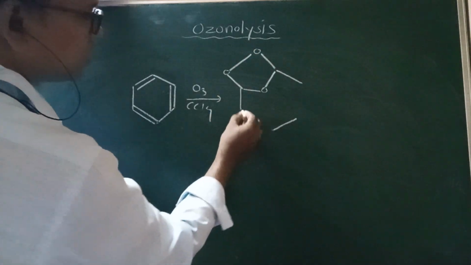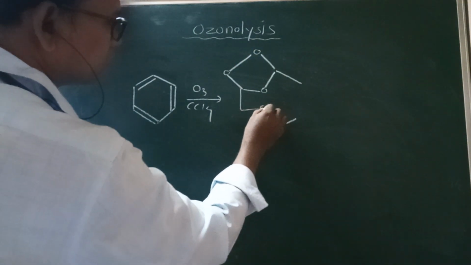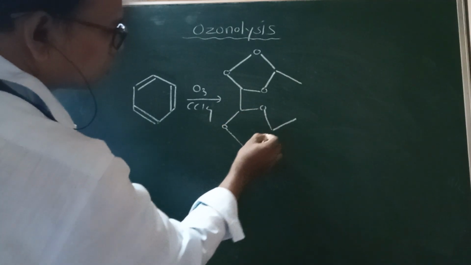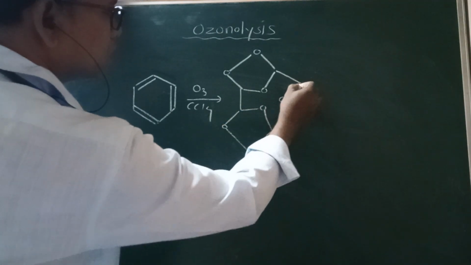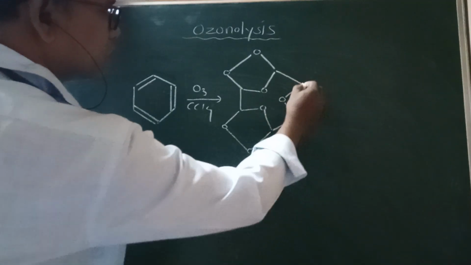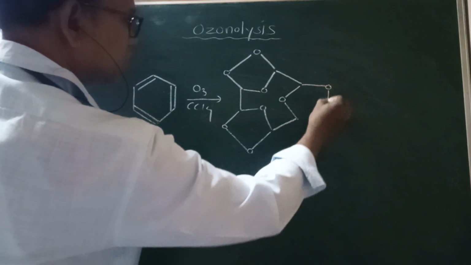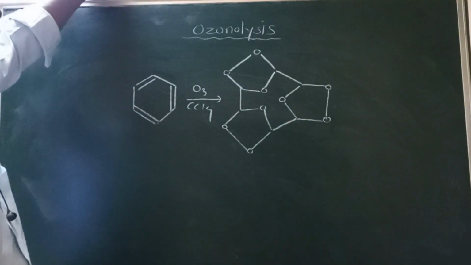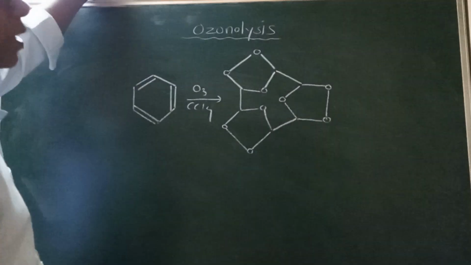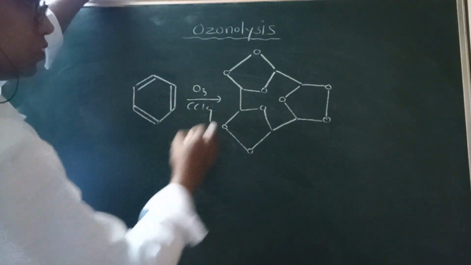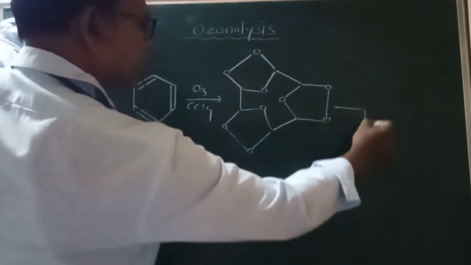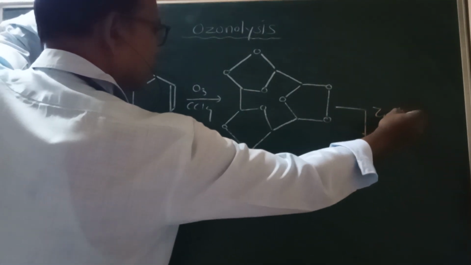First hut here, second hut, and we'll get one more hut, and that will be over here. Oxygen, dash, dash, dash, oxygen, oxygen, and oxygen. So it is a triozonide. Triozonide of which compound? Benzene. So it is called benzene triozonide, which undergoes reductive cleavage by using Zn and H2O.